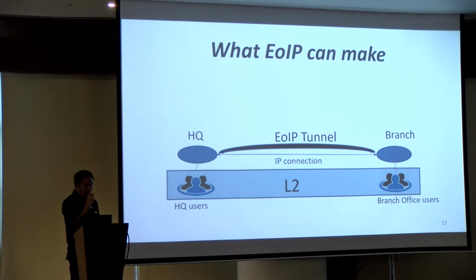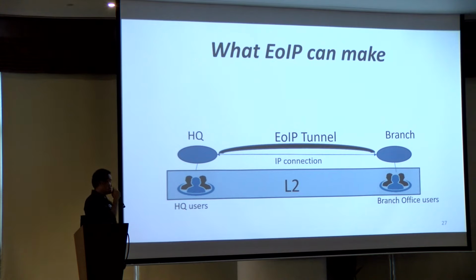Okay, EoIP can make it. We have a head office and a branch office. They make a layer 2 connection between them, just like an Ethernet cable between them. We make one DHCP server and share the resources from layer 2. All are the same.